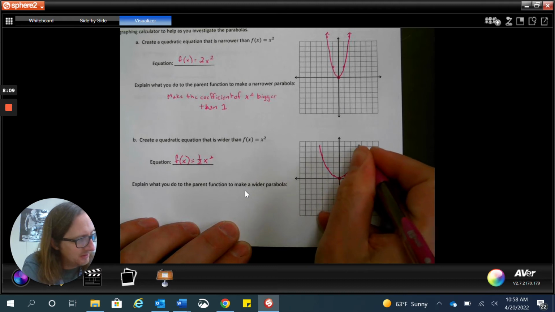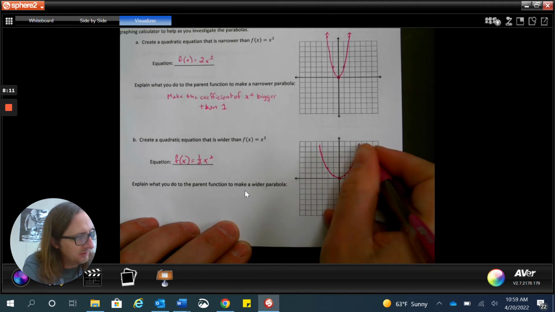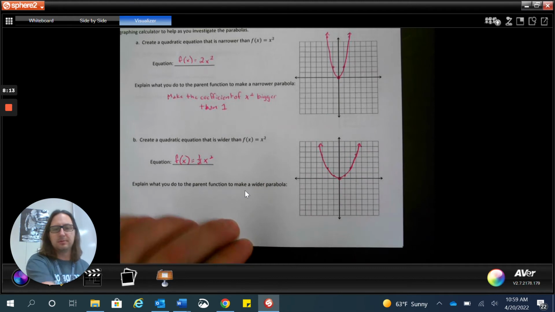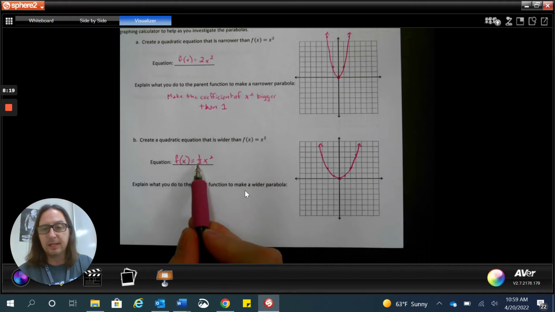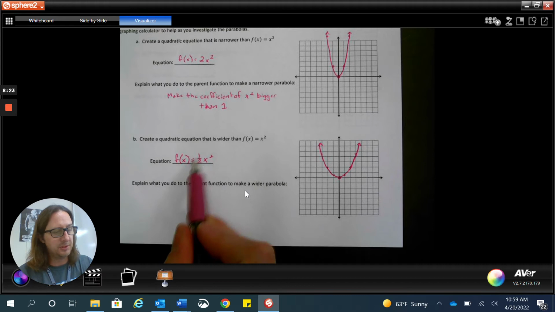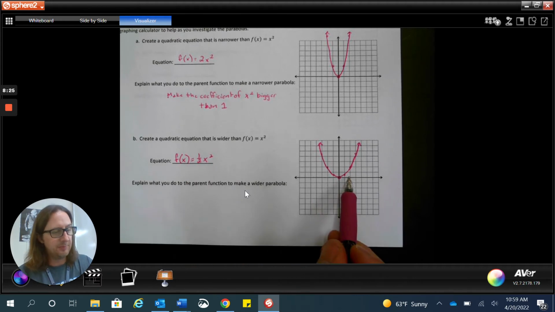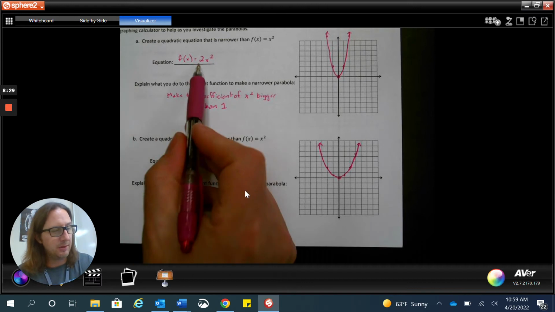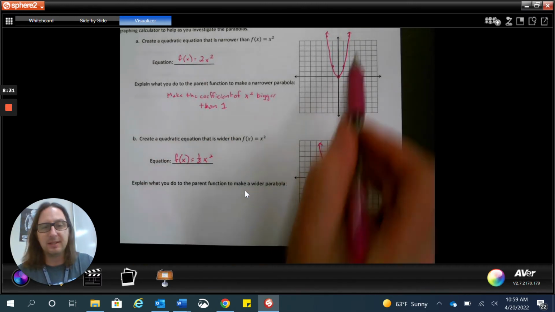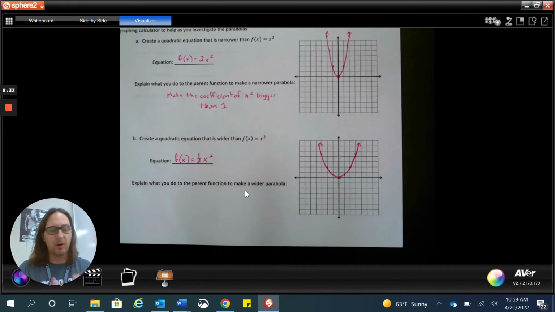Freehand killing it. That's beautiful. Look at that. So we can see that that's wider than the parent function. So when the number in front of x squared, the coefficient, is less than 1, we're going to get a wider graph, because it has less strength, it can't pull them together. And when we get a number bigger than 1, here we're seeing that it makes a narrower graph.